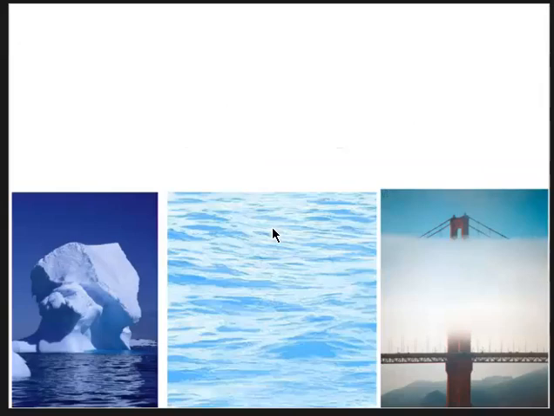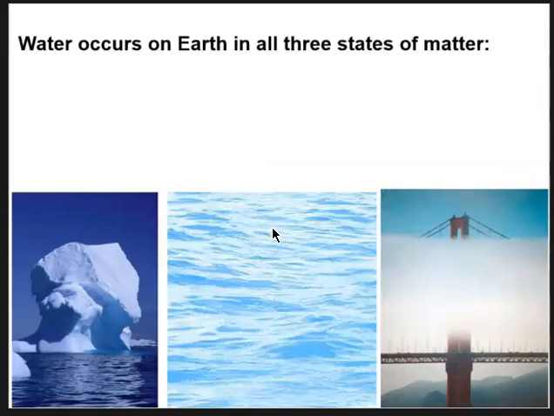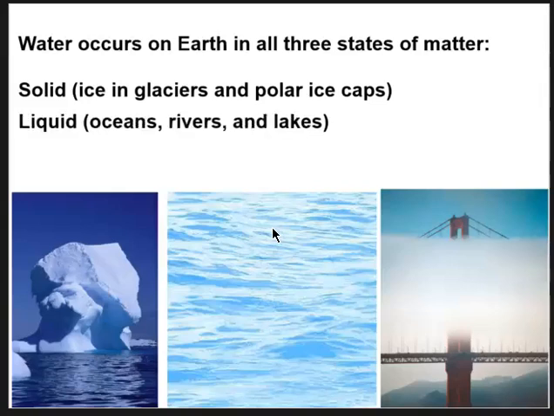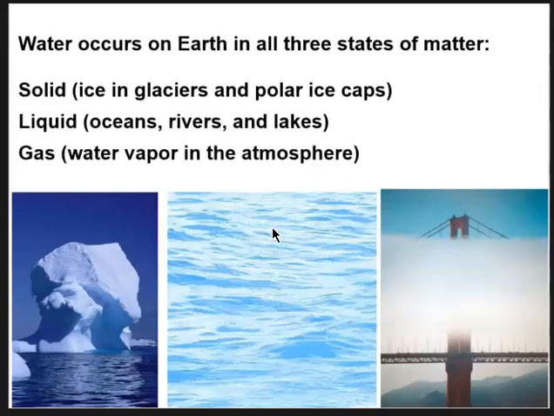Now, water occurs on Earth in all 3 states of matter. We see it in the solid form, as in ice and glaciers and polar ice caps. We see it in the liquid form in oceans and rivers and lakes and precipitation, rain. And we also see it in the gas form as water vapor in the atmosphere.